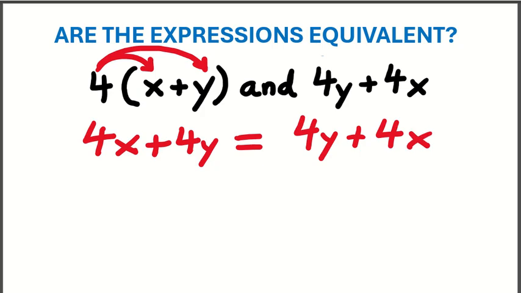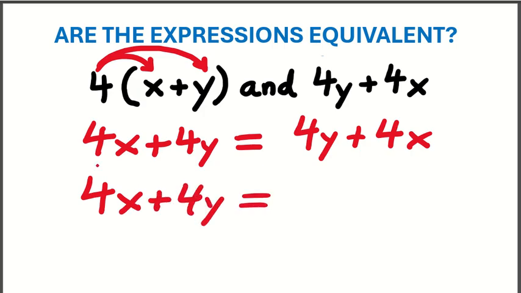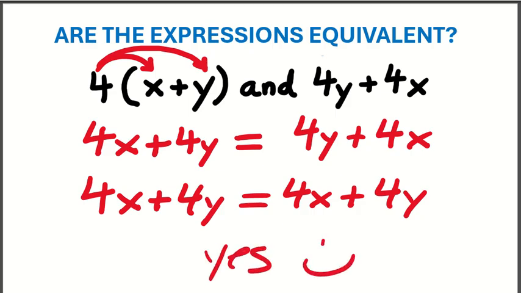Now, I know what you're saying. You're like, now, wait a second. That doesn't look exactly the same thing. But remember, with addition, you can actually rearrange stuff. So even though we got a 4x here and a 4y there, and it's like the opposite here and the opposite there, because of the commutative property of addition, we can actually change the order that we add things. So I can leave this the same. We'll say this is 4x plus 4y, and just rearrange this. So this is 4x plus 4y. Now they look exactly the same. So yes, they are equivalent.